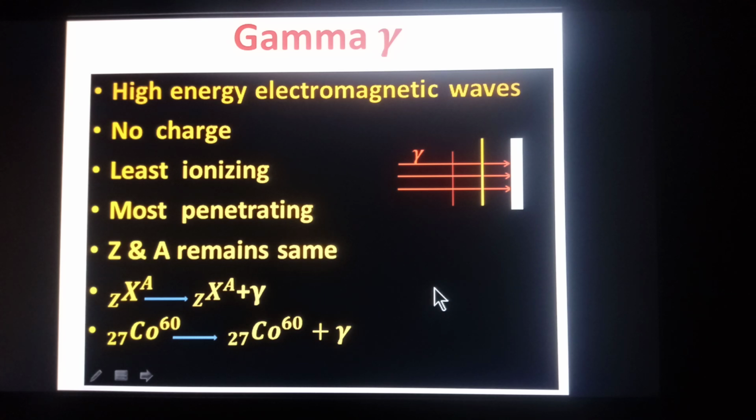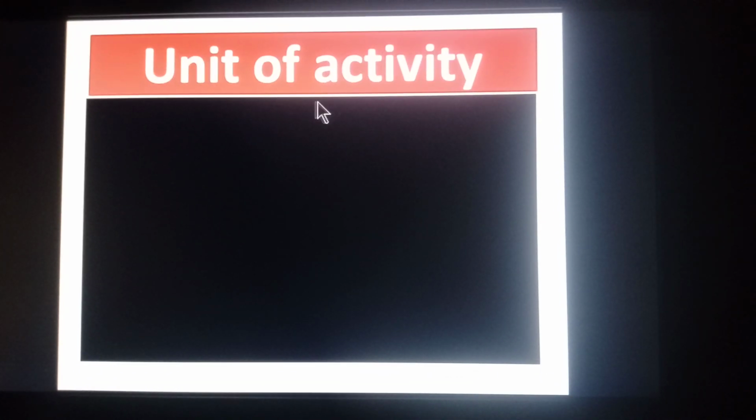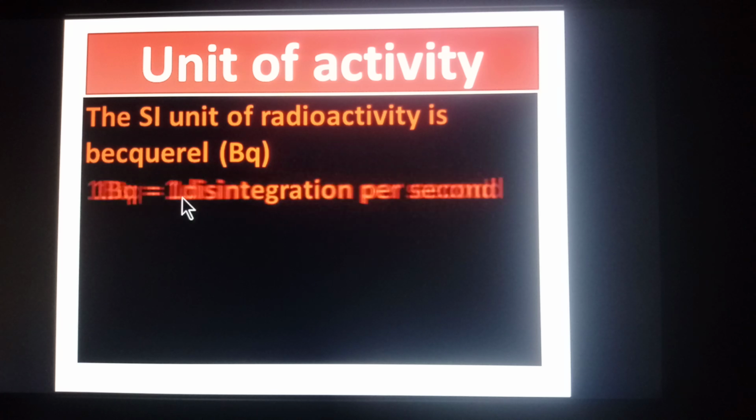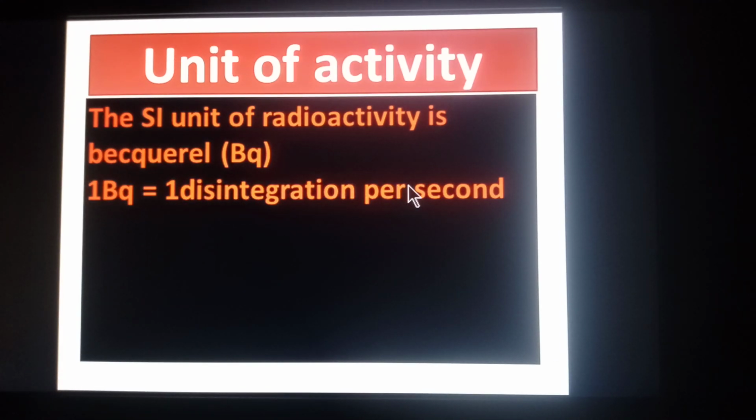Now students, these are the three types of nuclear radiations. What is the unit that is used for activity? The SI unit of radioactivity is becquerel. Bq is the symbol. It is named after the scientist Henry Becquerel. 1 becquerel means 1 disintegration per second. If one atom or one nucleus is changing in 1 second from parent to daughter, then we say that the radioactivity is 1 becquerel.